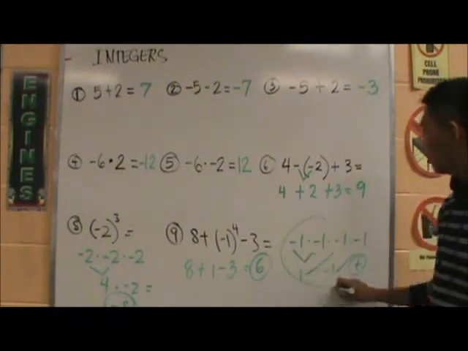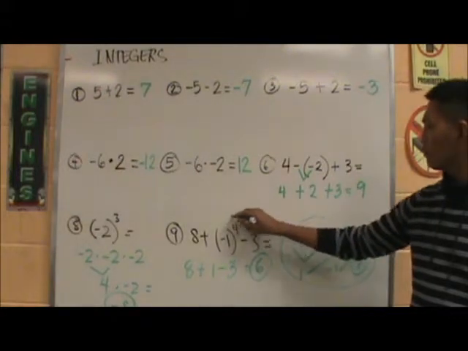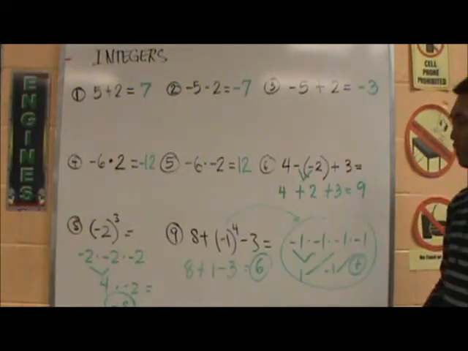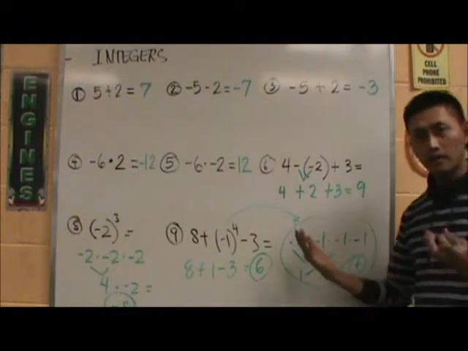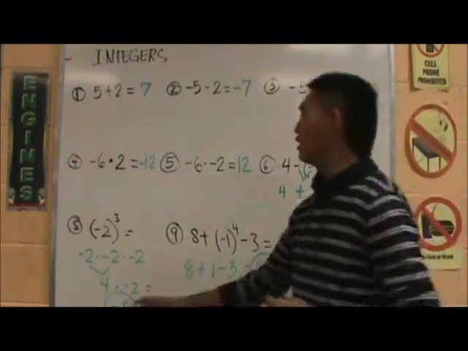So again, how did we get this? It is from here, from the negative 1 to the 4th power. If you have questions about the integers, let me know so I can help you with it.